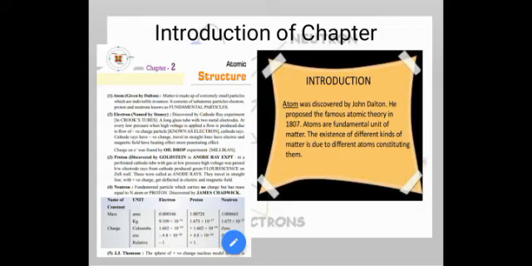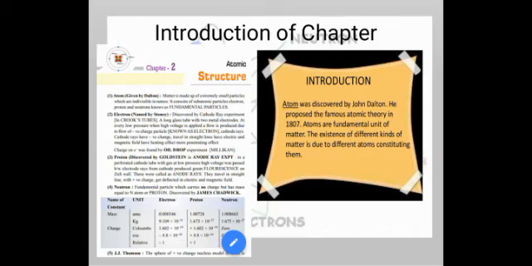Then the proton, which was discovered by Goldstein in the anode ray experiment in a perforated cathode tube with gas at low pressure. High voltage was passed, and then one light was observed, which is known as anode rays, and this was called the proton in future. The neutron was the third fundamental particle, which carries no charge but has mass equal to the proton. It was discovered by James Chadwick.